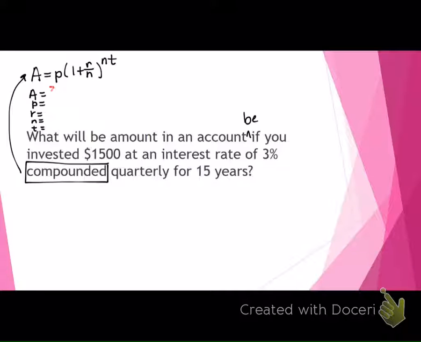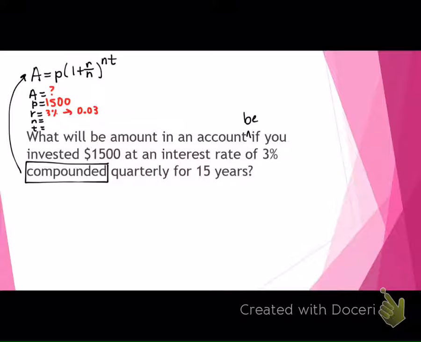Okay, we don't know our final amount. P is the principal or the starting amount. So, Jayla, what is the starting amount? What is your rate? So it's 3%, which is 0.03.